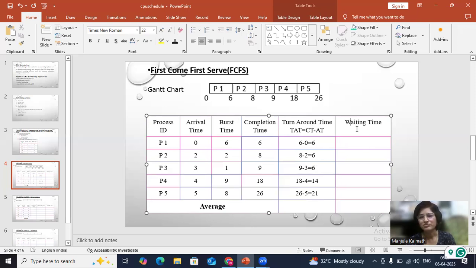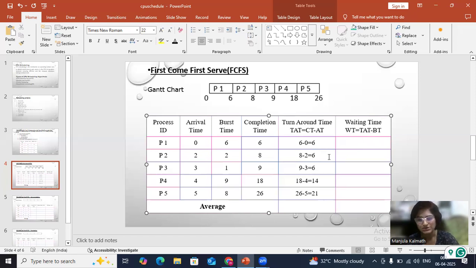What is the waiting time? Waiting time is equal to, so turnaround time is including the waiting time also. We need to separate that waiting time from the turnaround time. Sorry, turnaround time minus burst time will give the waiting time, because turnaround time includes waiting as well as burst time. So only waiting I need to separate, which means I have to go for the turnaround time minus burst time here.